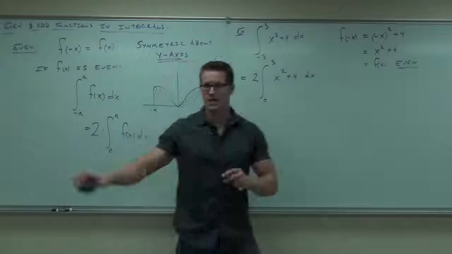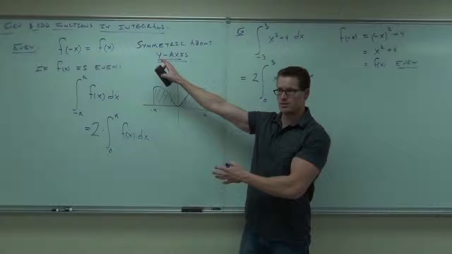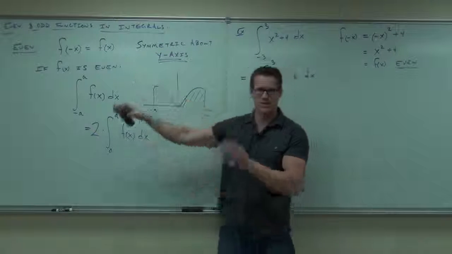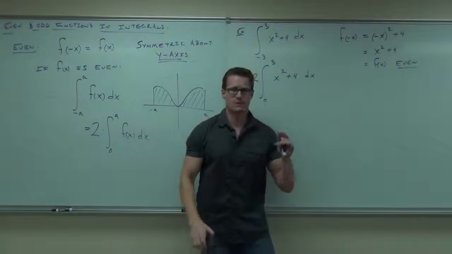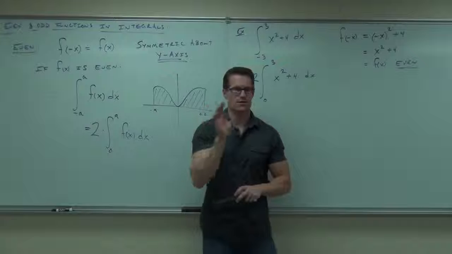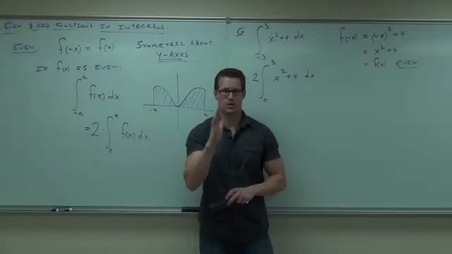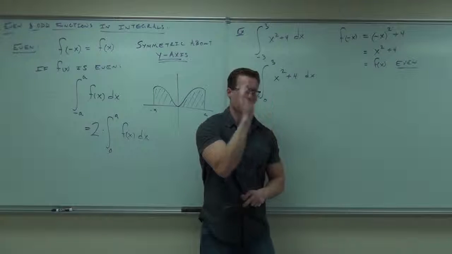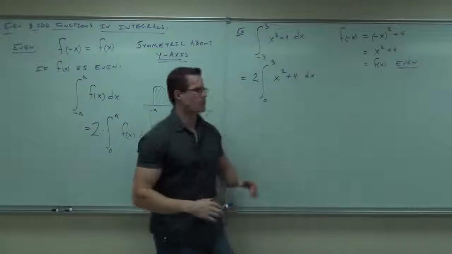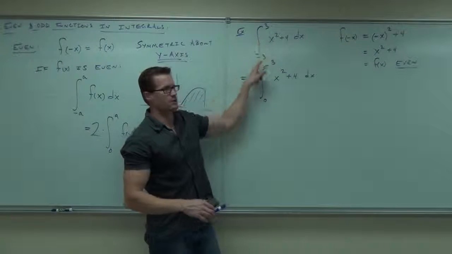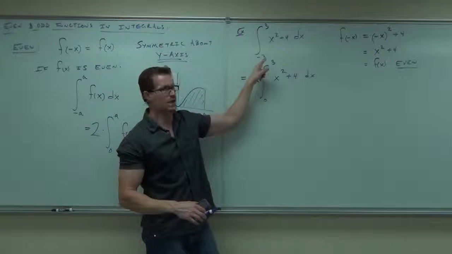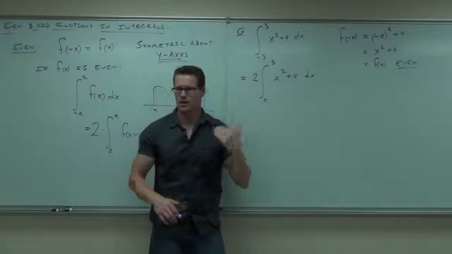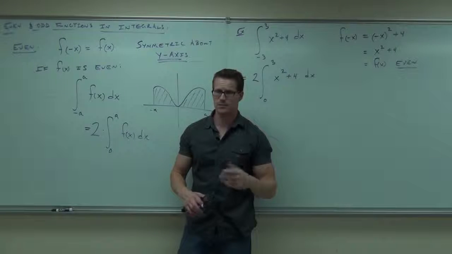Are there any questions on the even part of the board before I erase it? Did you understand the concept? Even means symmetric about the y. You prove it's even, that means the area on the left and the area on the right will be exactly the same. Therefore, you go from 0 to a, whatever that number is, and multiply by 2. Just be very careful. These numbers absolutely must match up for this to work for even functions. If that was a negative 4 and that was a 3, all bets are off. You can't do that anymore.